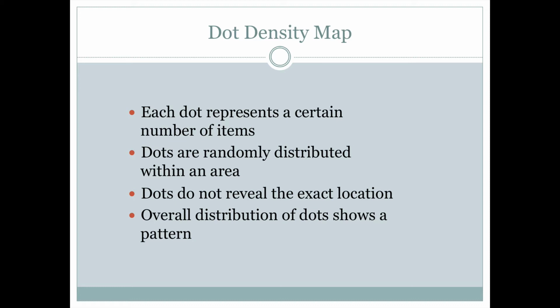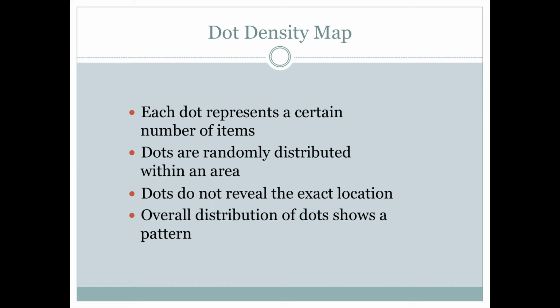And the nice thing about these dot density maps is the overall distribution of the dots shows the pattern of whatever you're trying to show on the map, whether that's population density or something else. And of course, the other thing about those dots is they can be represented either as a single color, or they can be represented as, for example, different colors. We don't typically vary the size of the dots on a dot density map, but we can vary some of the other visual variables.